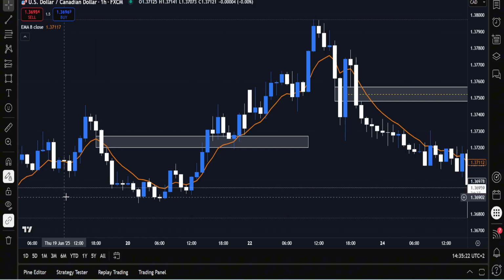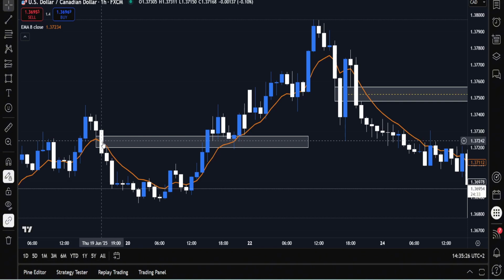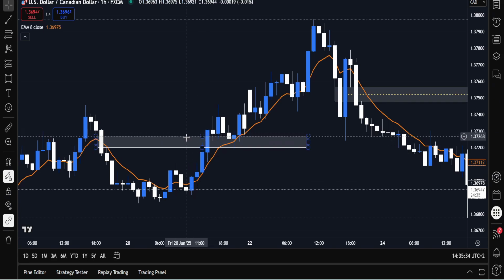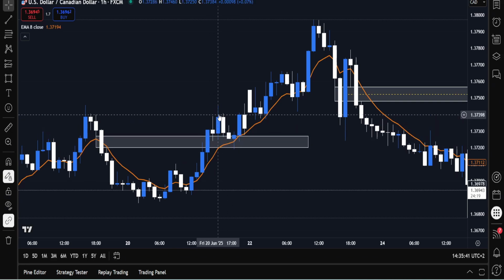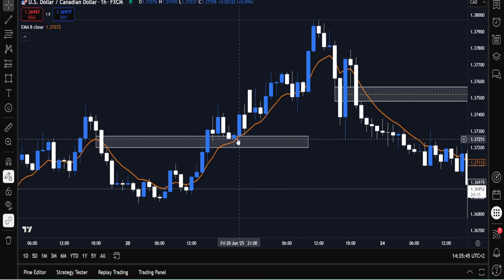Now I'm going to show you some examples of the inversion fair value gap. As you can see, we have our fair value gap here, and as we traded up into that fair value gap, our candlestick closed above this fair value gap, and then next it changed into an inversion fair value gap. So as price traded up, we traded back down and it was treated as support.